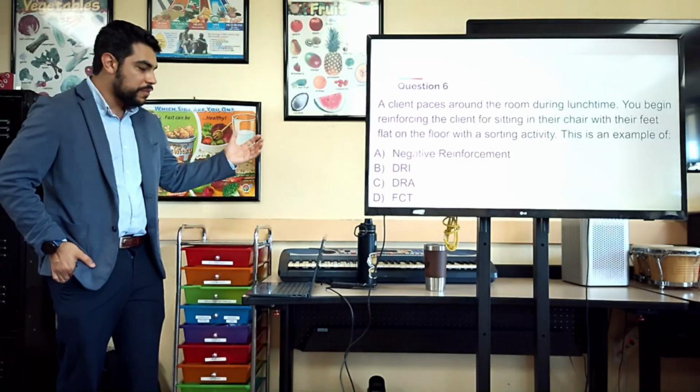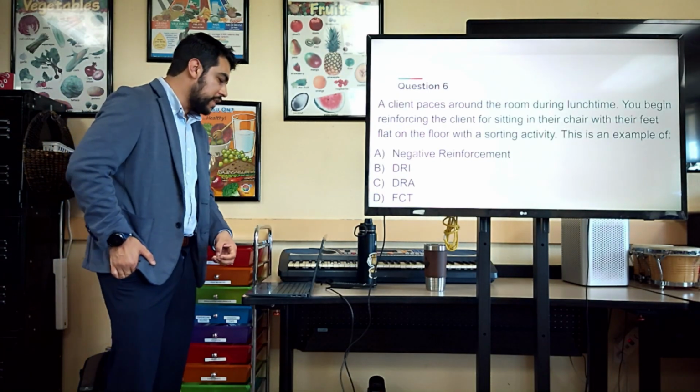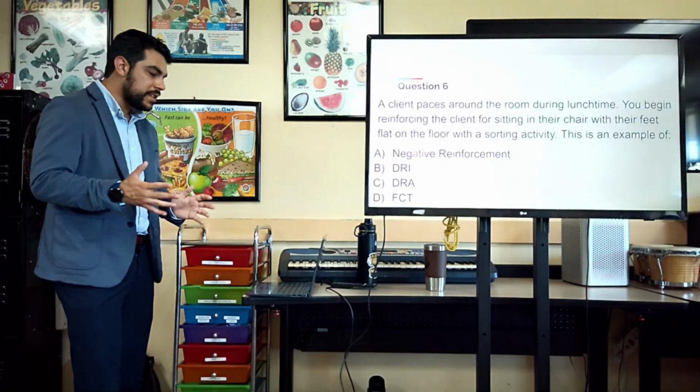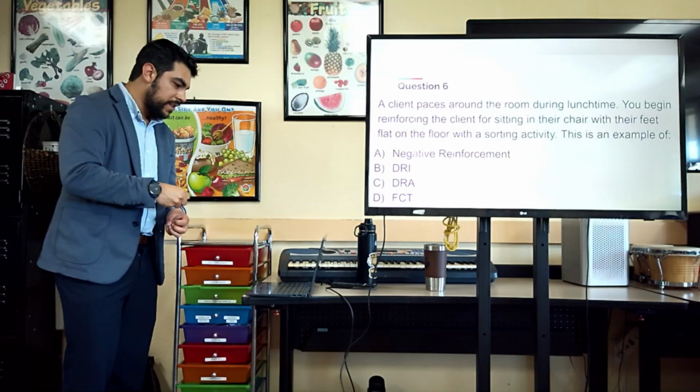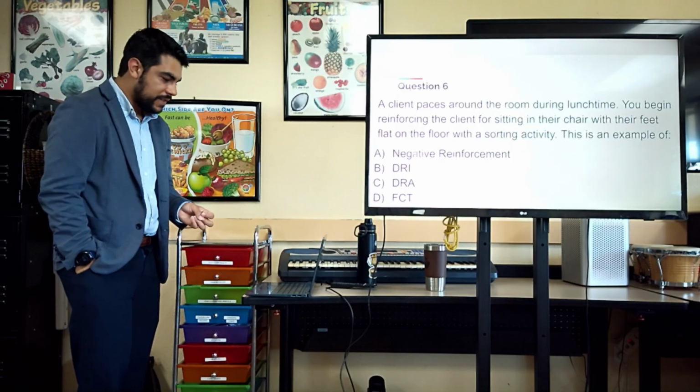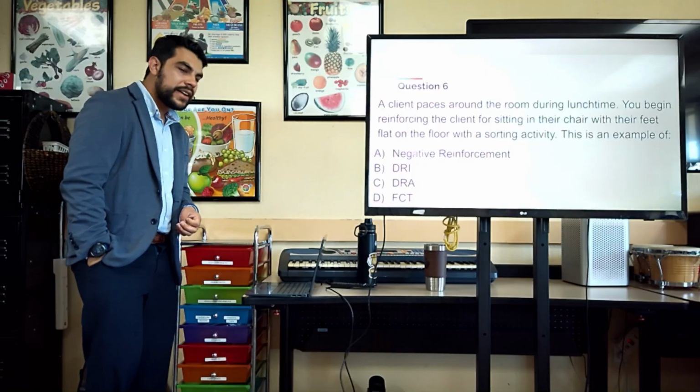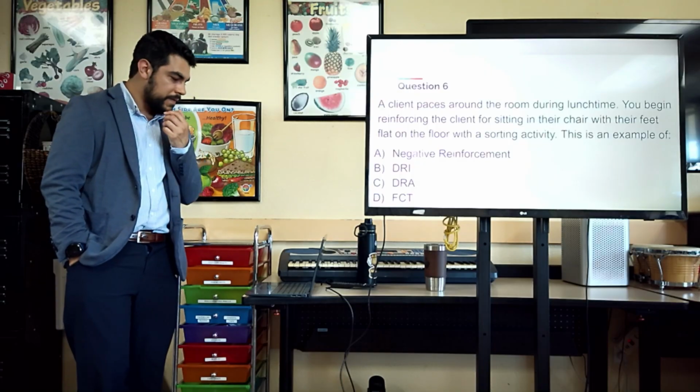A client paces around the room during lunchtime. You begin reinforcing the client to sit in a chair with their feet flat on the floor with a sorting activity. What is this an example of? Negative reinforcement, DRI, DRA, FCT.